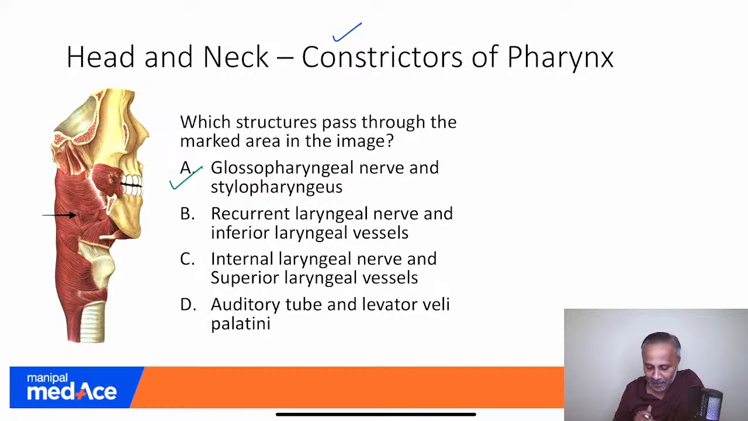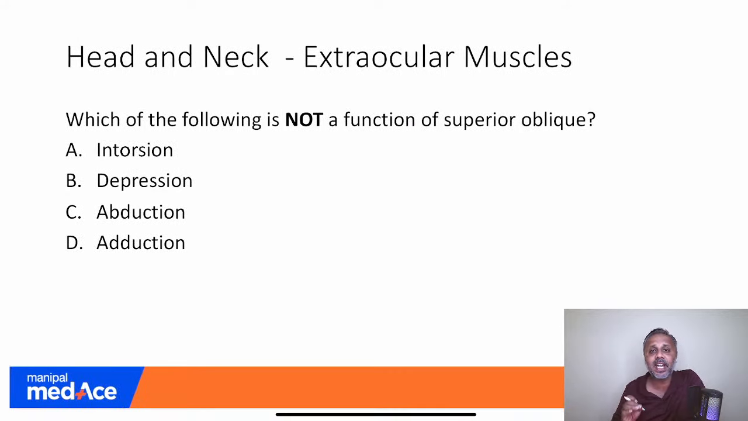Let's move on to the next question. Now the next question from the head and neck was from extraocular muscles. Now some of you have said that there was a question which asked which of the following is not a function of superior oblique. Superior oblique, as we know, is one of the voluntary extraocular muscles, and which of the following is not a function of superior oblique. So most of the time when we see the topics that we know, we get excited and we might miss these keywords. So here it is asking about which of the following is not a function of superior oblique.